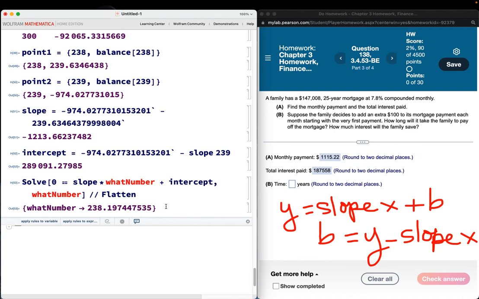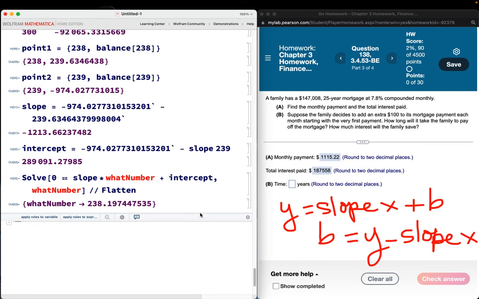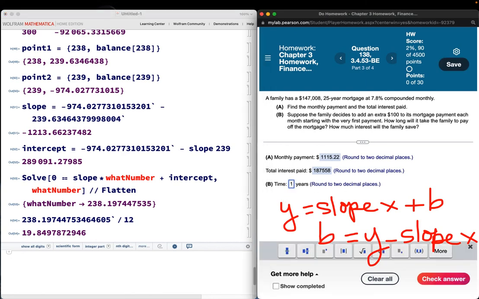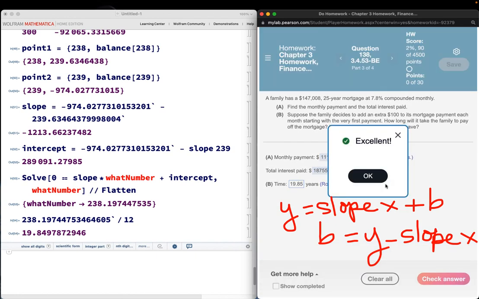Okay, so what number is about 238.19? This is months. So how do you change months into years? You have to divide by 12. So copy, paste, divide by 12. It's almost 20 years, like 19.85 years. Round to 2 decimal places.